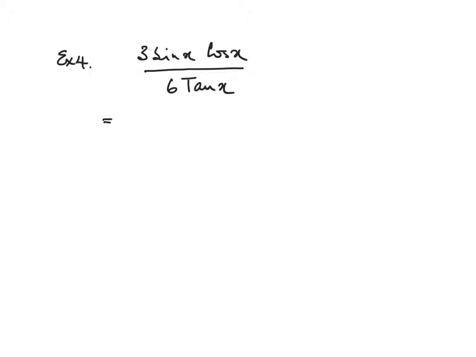Example 4, 3 sin x cos x over 6 tan x. We want to simplify this as far as possible. Well, I suppose what we can do is divide 3 into itself once and into 6 2 times. So I've got sin x cos x on the top and 2 tan x on the bottom. Now, I did this with one of the earlier examples. I'm going to move the tan x to one side and write it as 1 over 2 tan x. That's the first thing, so I'm just changing the appearance of it. There's my sin x cos x on the top line.